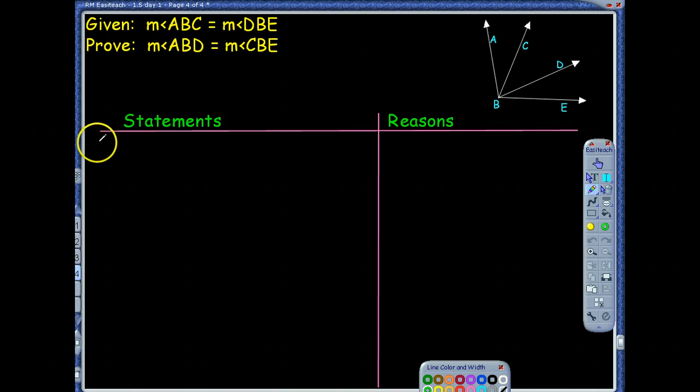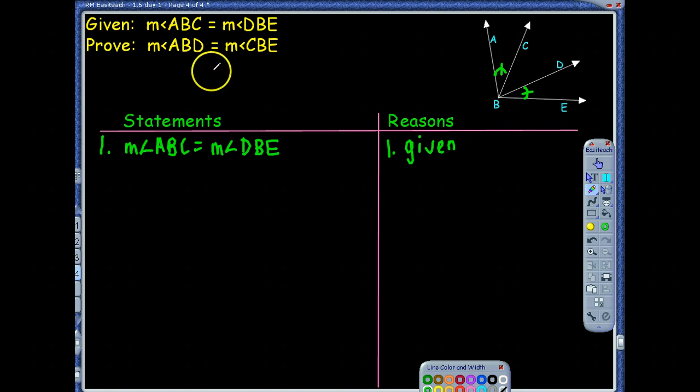So we start our 2 column statements and reasons. Let's number our given. So I'm going to write down my given. And notice, just like Mrs. Hochgravy on the last one, she labeled that. So I'm going to go ahead and right away, angle ABC's measure is the same as angle DBE's measure. And that's given to us. Now, again, take a look at where you were going. We're trying to prove that the measure of angle ABD, so this entire angle here, we're trying to show is equal to angle CBE's measure.